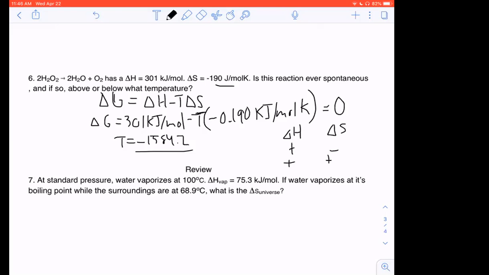So it is never spontaneous. Did want to clarify. So never spontaneous because the temperature is negative when you find it. And you can't ever have a negative temperature in Kelvin. So that's a good indicator that it's never going to be spontaneous.